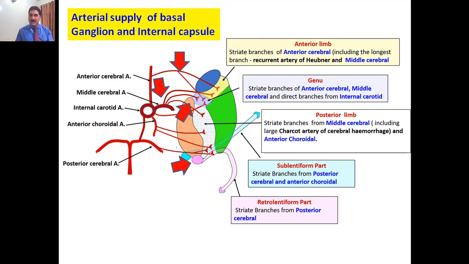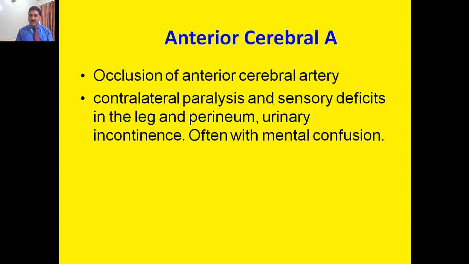The sublentiform part of the internal capsule is supplied by straight branches from the posterior cerebral and anterior choroidal arteries, and the retrolentiform part is supplied by straight branches from the posterior cerebral artery.